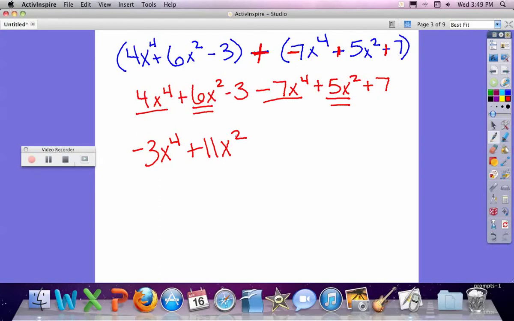Here we have a constant. Here's a constant. Negative 3 plus 7 equals 4. So I put a plus 4. I look through my problem. I've simplified as far as I can. I don't have any like terms to combine.